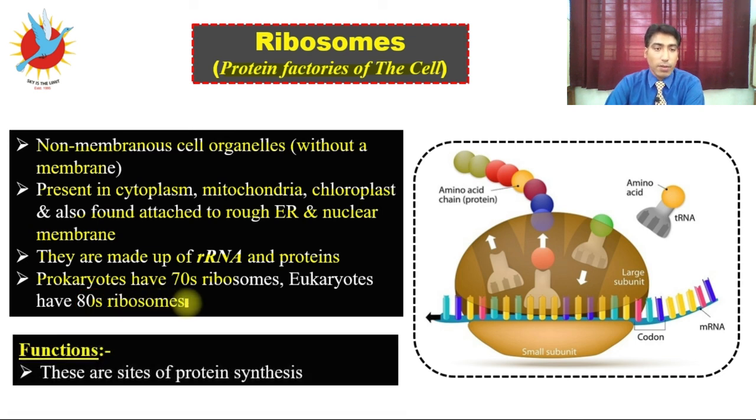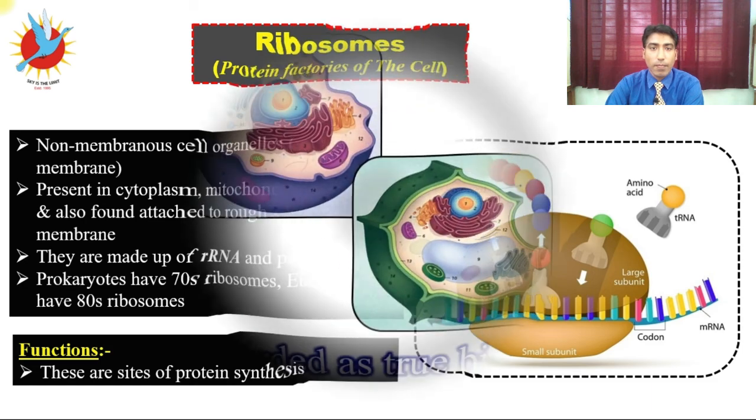What is the function of ribosome? Ribosomes are the main sites of protein synthesis. So in this image you can see that this whole brown colored semicircular structure is known as ribosome. This is the small subunit of ribosome. This is the large subunit of ribosome. So this image depicts the formation of amino acid chains which is a protein. So main function of ribosome is protein synthesis.